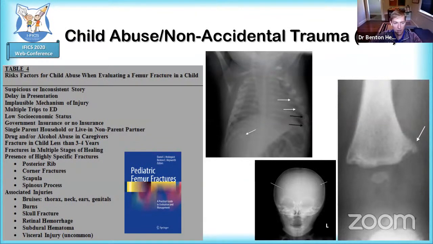And then other fractures are typical of non-accidental trauma, such as posterior rib fractures, corner fractures, as you see here, metaphyseal corner fracture. Scapula fractures are rare for other reasons, spinous process injuries and skull fractures. So there are other associated injuries as well. Bruises, so bruises that are not in the limbs, but instead in the head and neck region or the back region, and in the genital region, burns, retinal hemorrhage, subdural hematoma, and then visceral injuries.